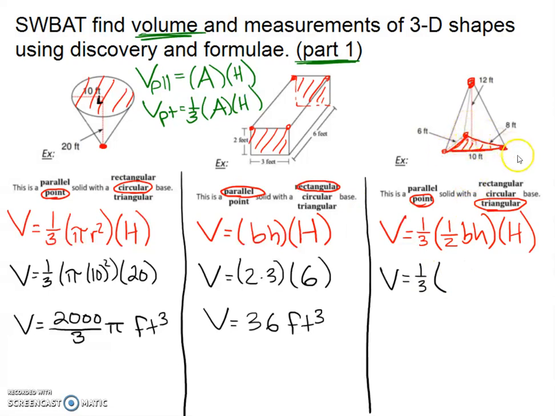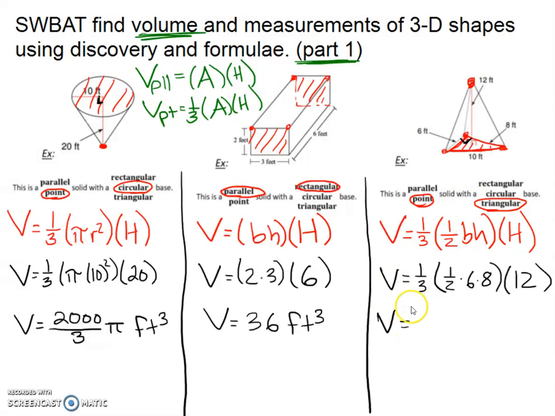1/2 base times height. The base and height of the triangle on the bottom is the 6 and the 8 because that's where the right angle is. There is a 10 here, and it's honestly just there to make sure you know not to use it because the 10 is not at a right angle to the 6 or the 8. So we're going to write 1/2 times 6 times 8, and then the height of the entire shape is 12. It's kind of easy when they're straight up and down like this, but you'll see some more interesting ones too where they could be sideways or upside down.